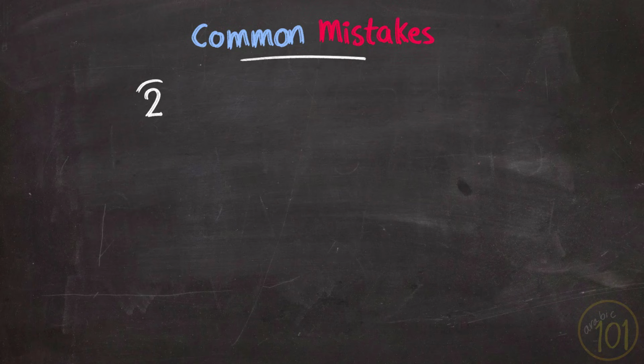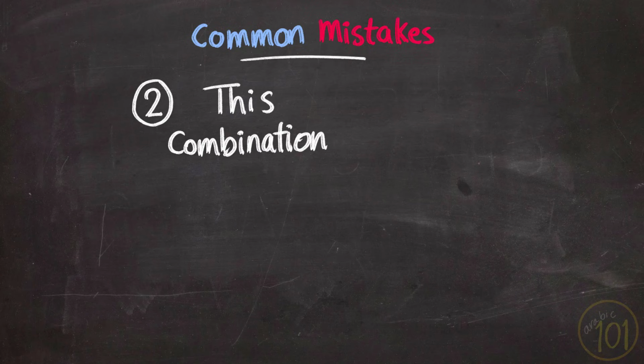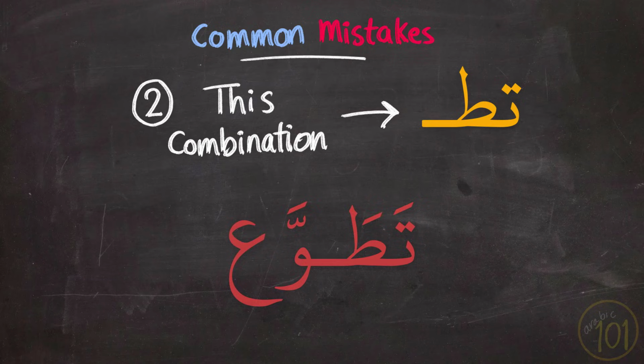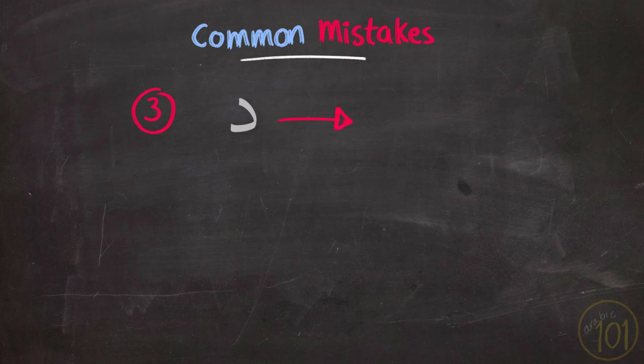The second mistake happens when ta is preceding ta in the same word. This mistake causes the ta to sound like ta because they are too close to each other, like in this word, and the mistake sounds like this: tatawwa. Now here it is important to distinguish between the ta and ta. Ta, ta. Tatawwa, not tatawwa.